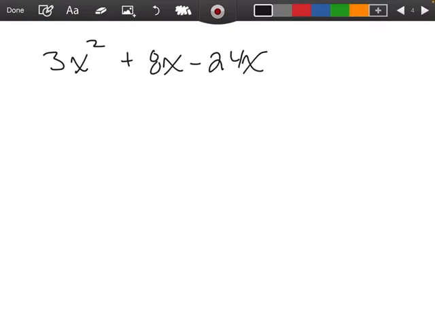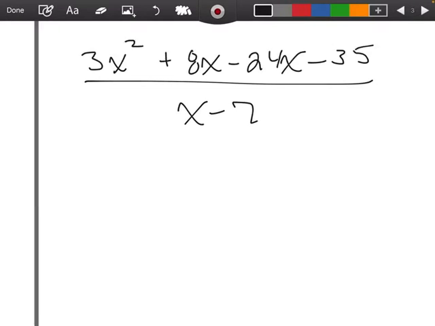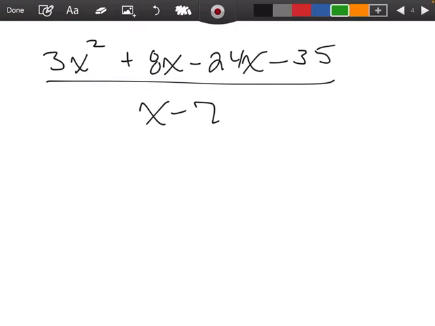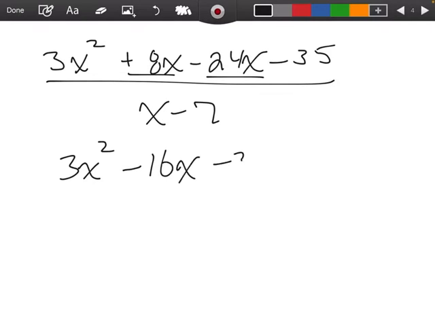Let me explain why I'm putting minuses on both of those. The reason is because a negative 1 times a 24 gives me a negative 24, and a negative 1 times a 35 gives me a minus 35. When I'm subtracting, I really need to think about all of this piece right here as being in parentheses. So now we're going to have a 3x squared, 8 minus 24 is a negative 16 with an x, and a minus 35, all over x minus 7.